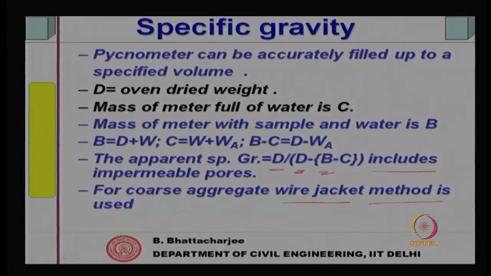Sometimes the wire basket method is used to find out the specific gravity of coarse aggregate. That means, you have a basket, fill in the mass, put it in water. So, see the volume of water displaced, from that you can find out; you take again the weight in the submerged condition. So, from that you can find out accurately the volume of water displaced, and then find out the specific gravity.